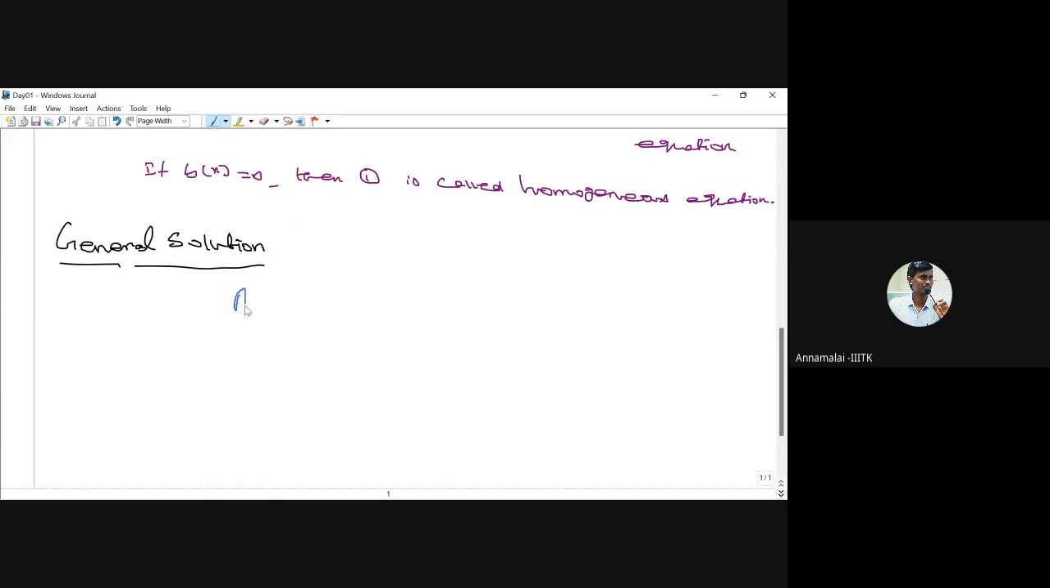A solution of an nth order differential equation is said to be a general solution if the solution contains n arbitrary constants.